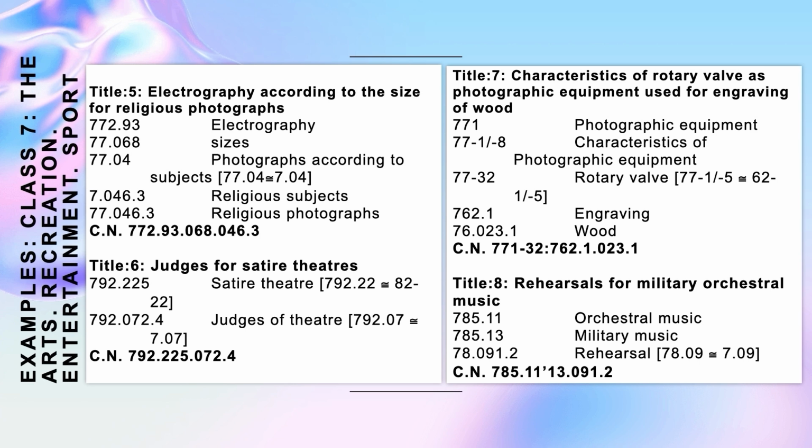So 785.11 orchestral music and 785.13 military music and 78.091.2 rehearsal. This is basically constructed by using this instruction, that is 78.09 subdivided as 7.09. So the class number will be 785.11'13.091.2. Then class 8, that is language, linguistics and literature.